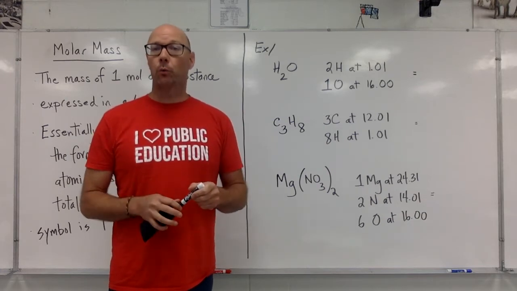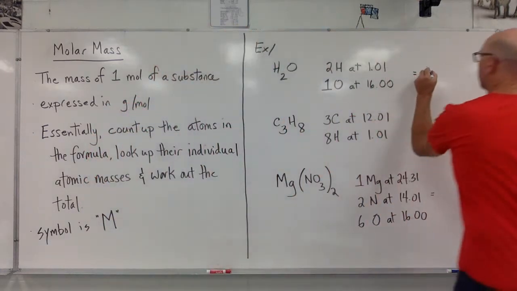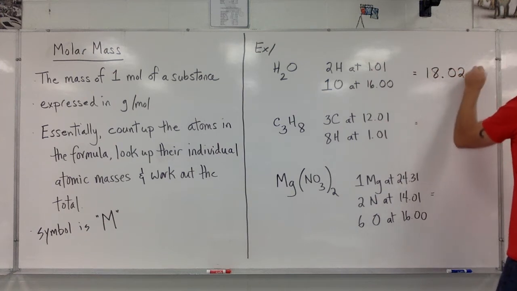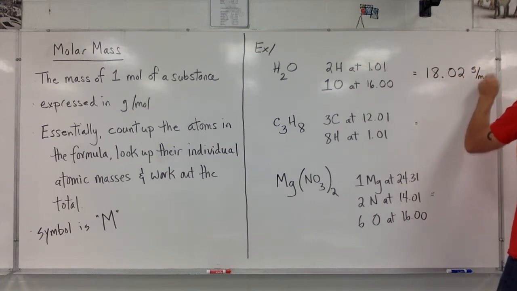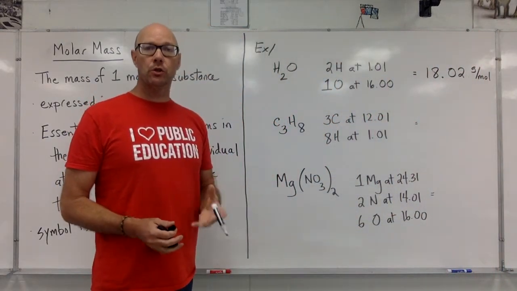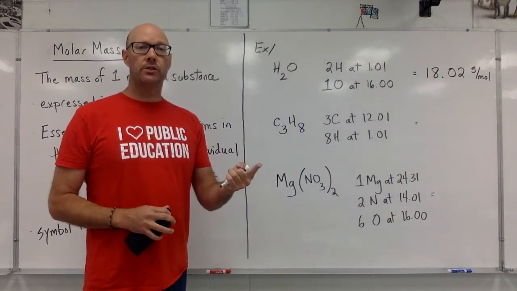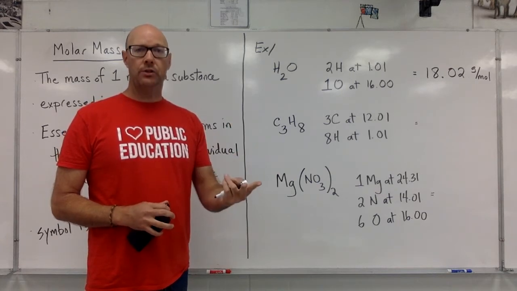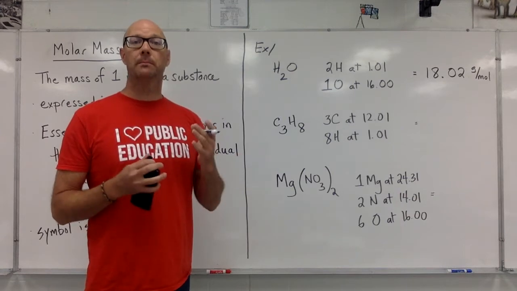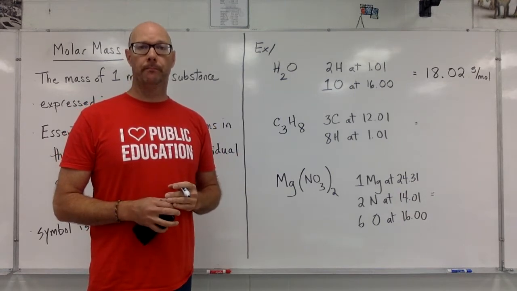When I do the math and work all that out, it turns out to be 18.02 grams per mole. 1.01 plus 1.01 plus 16. 18.02 grams per mole. That's the molar mass of water.